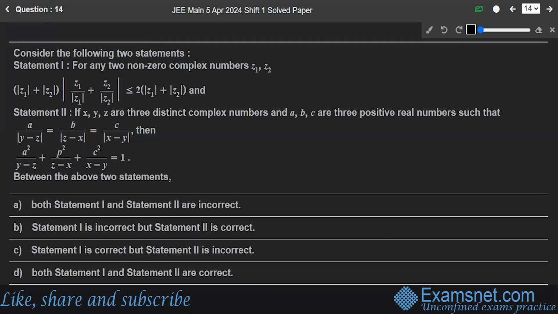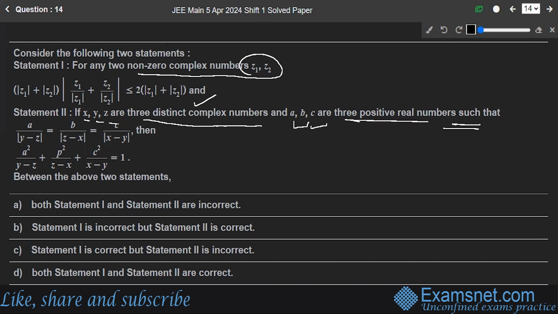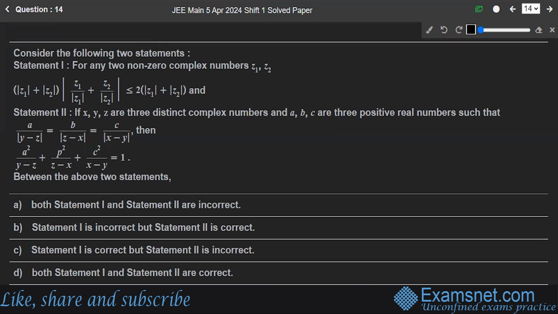Question number 14, consider the following two statements. First statement is for any two non-zero complex numbers Z1 and Z2, this is true. And statement 2 says if x, y, z are three distinct complex numbers and a, b, c are three positive real numbers such that this is true, then this is true. Okay, this is your first statement. This is your second statement. So you have to find which is true and which is false. Let's pick up the first statement.